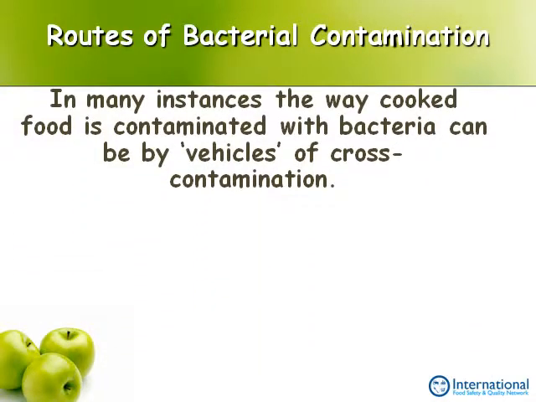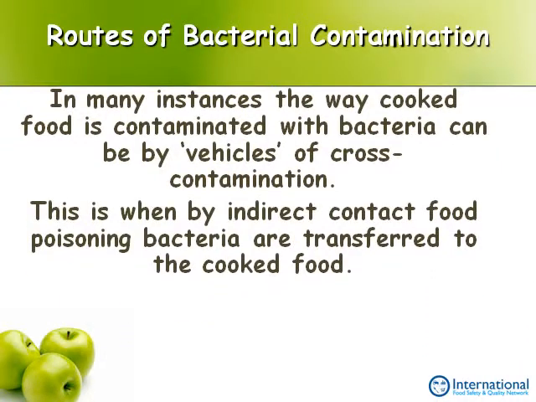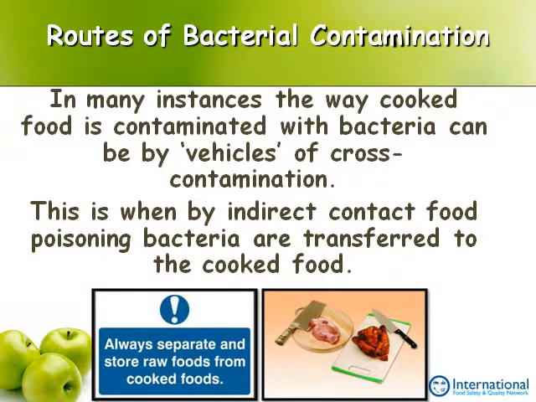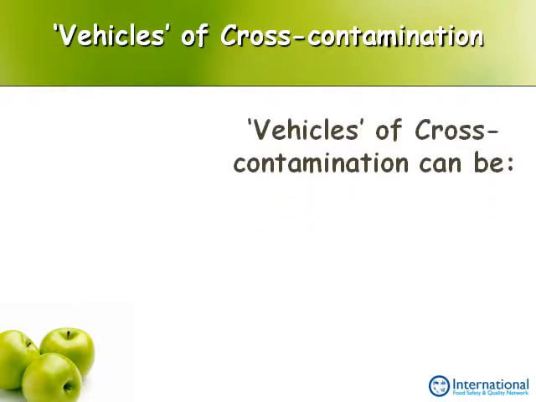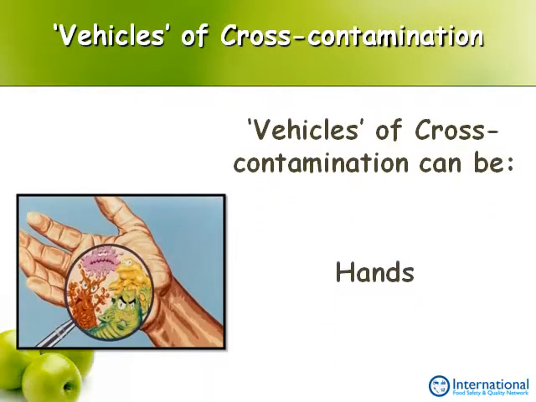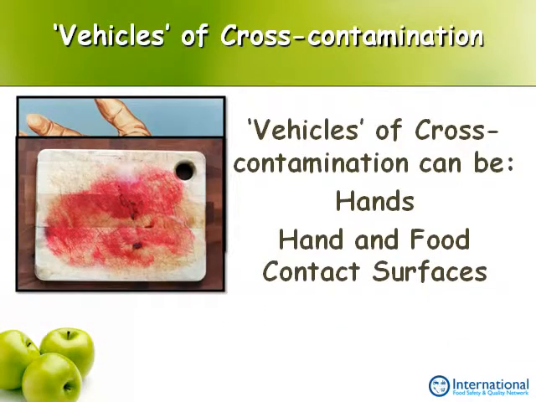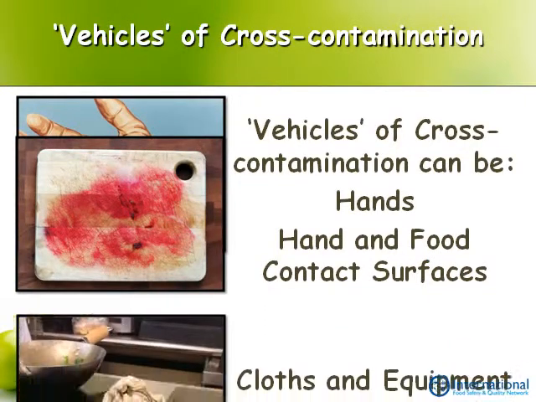In many instances, the way cooked food is contaminated with bacteria can be by vehicles of cross-contamination. This is when, by indirect contact, food poisoning bacteria are transferred to the cooked food. Vehicles of cross-contamination can be hands, hand and food contact surfaces, cloths and equipment.